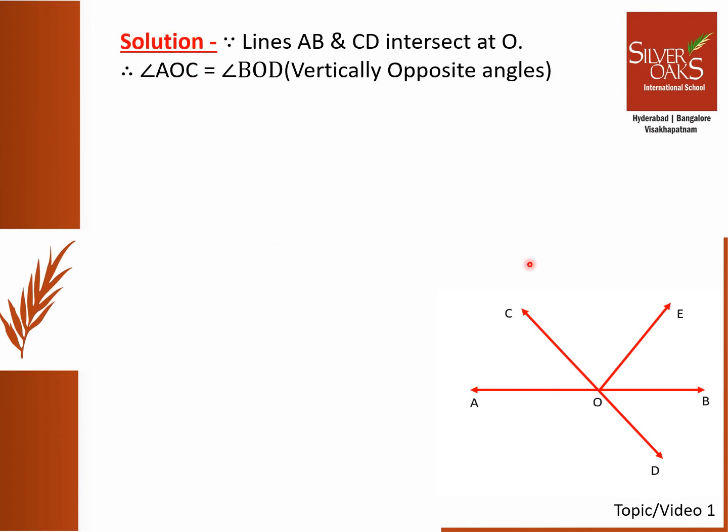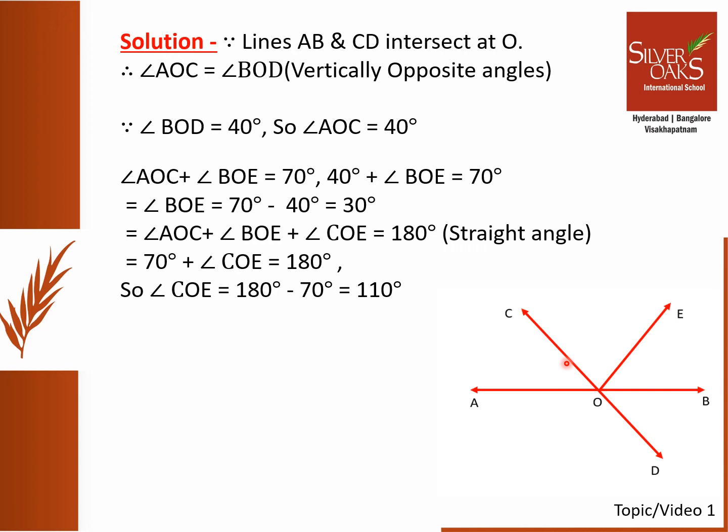Now the solution. Since lines AB and CD intersect at point O, they form vertically opposite angles. That is, angle AOC and angle BOD are equal. It's given that BOD is 40 degrees. So angle AOC also will be 40 degrees.